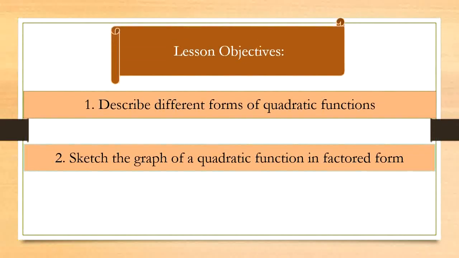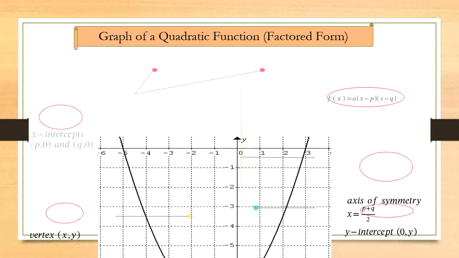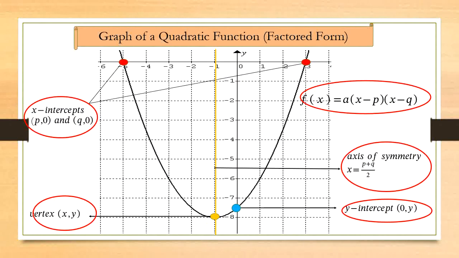By the end of the lesson, you should be able to describe different forms of quadratic functions, and you should also be able to sketch the graph of a quadratic function when given in factored form. The graph of a quadratic function, as we have already mentioned, is a parabola. Here we have an upward parabola.